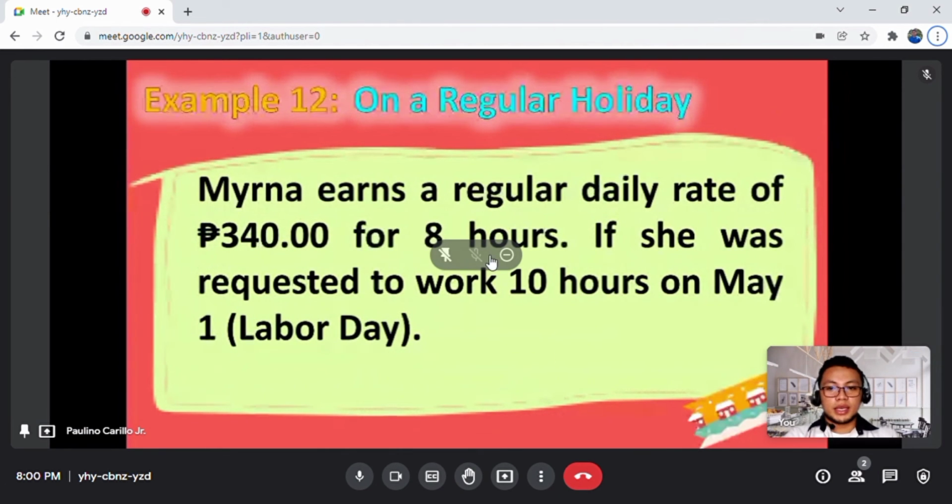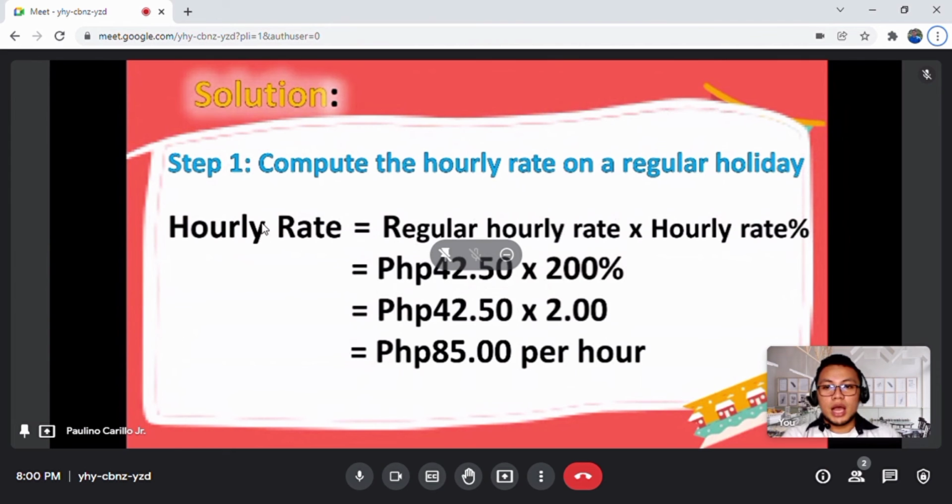Again, the same scenario. But on this day, we are going to solve for Myrna during Labor Day, if requested by her employer. Now, how are we going to solve for the hourly rate? The same as what we did earlier. Her regular rate multiplied by the hourly rate during that holiday: 42 pesos and 50 centavos multiplied by 200%.